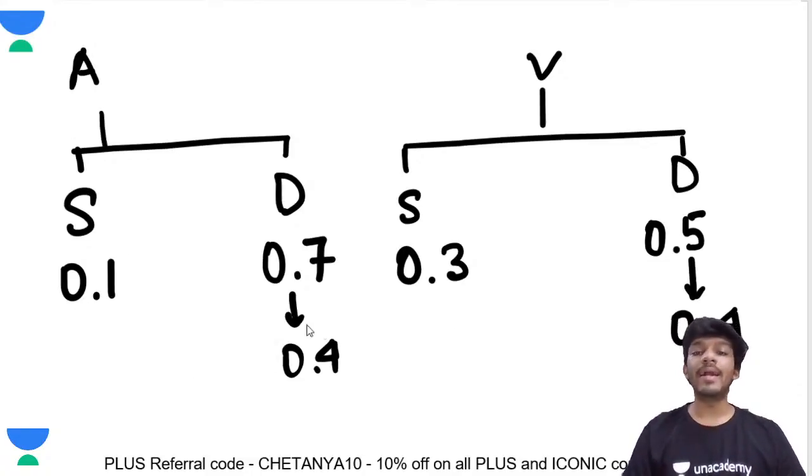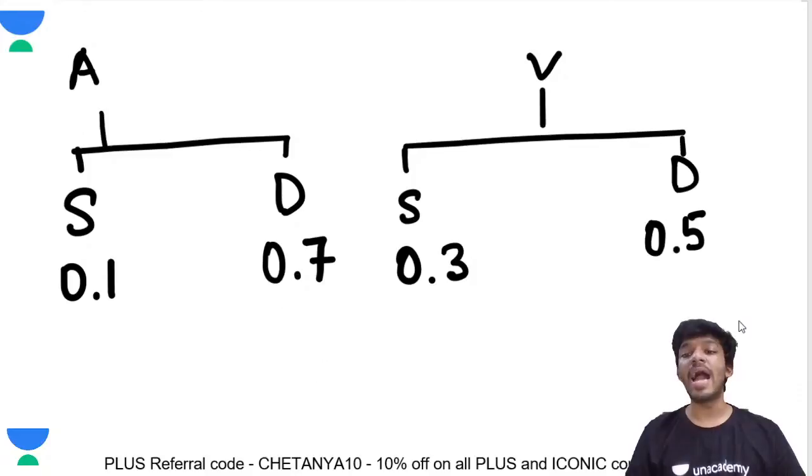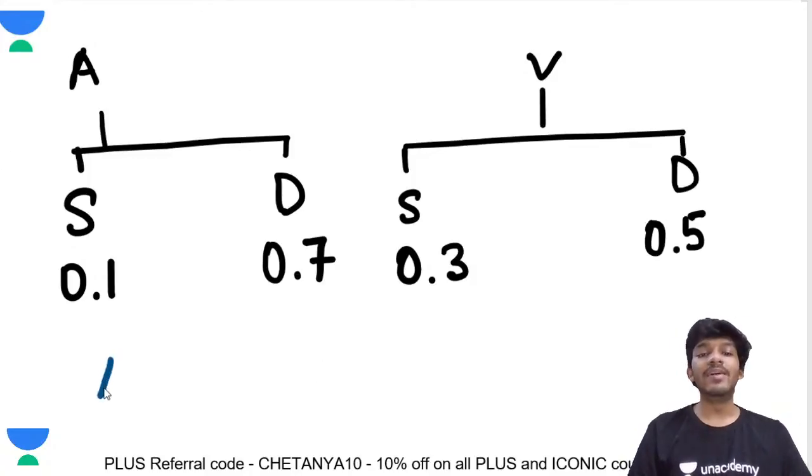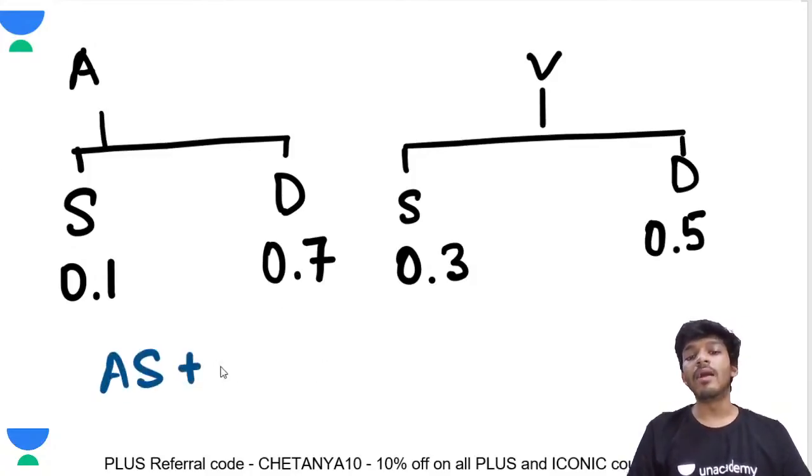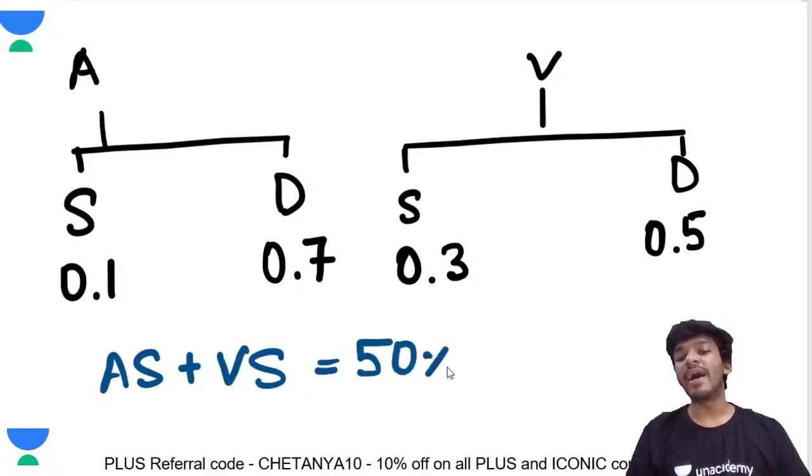If I add the atrial systole and the ventricular systole, in a normal heart almost 50% of the time, the heart is spending in systole.